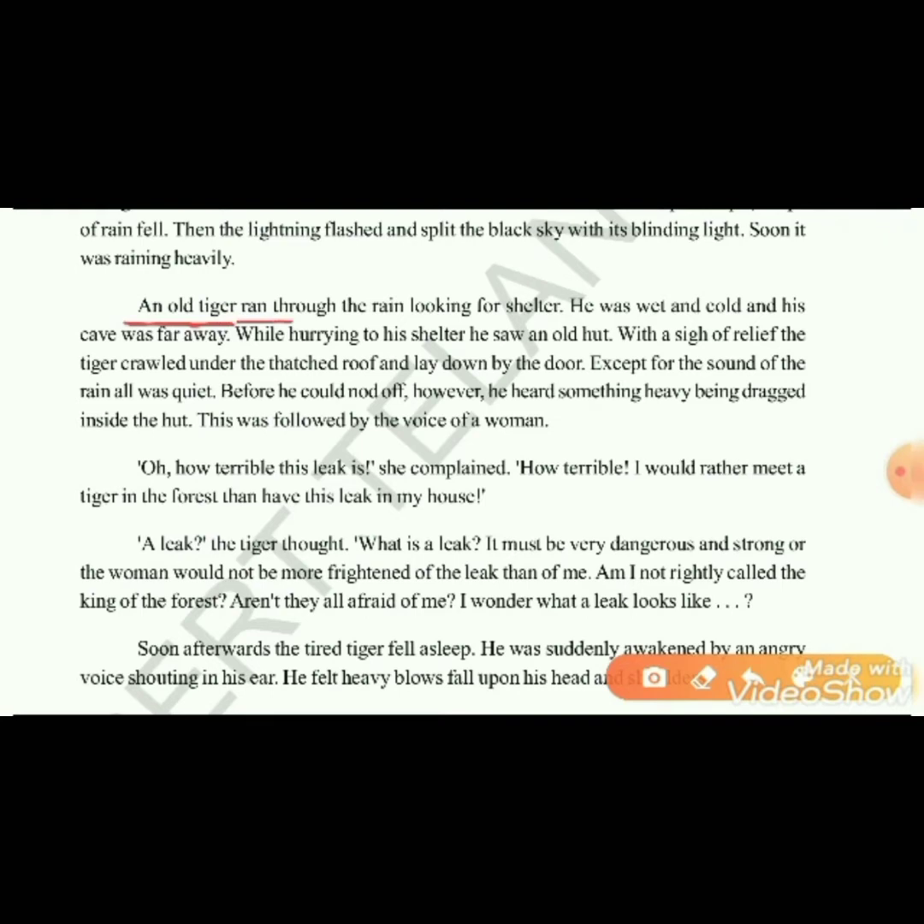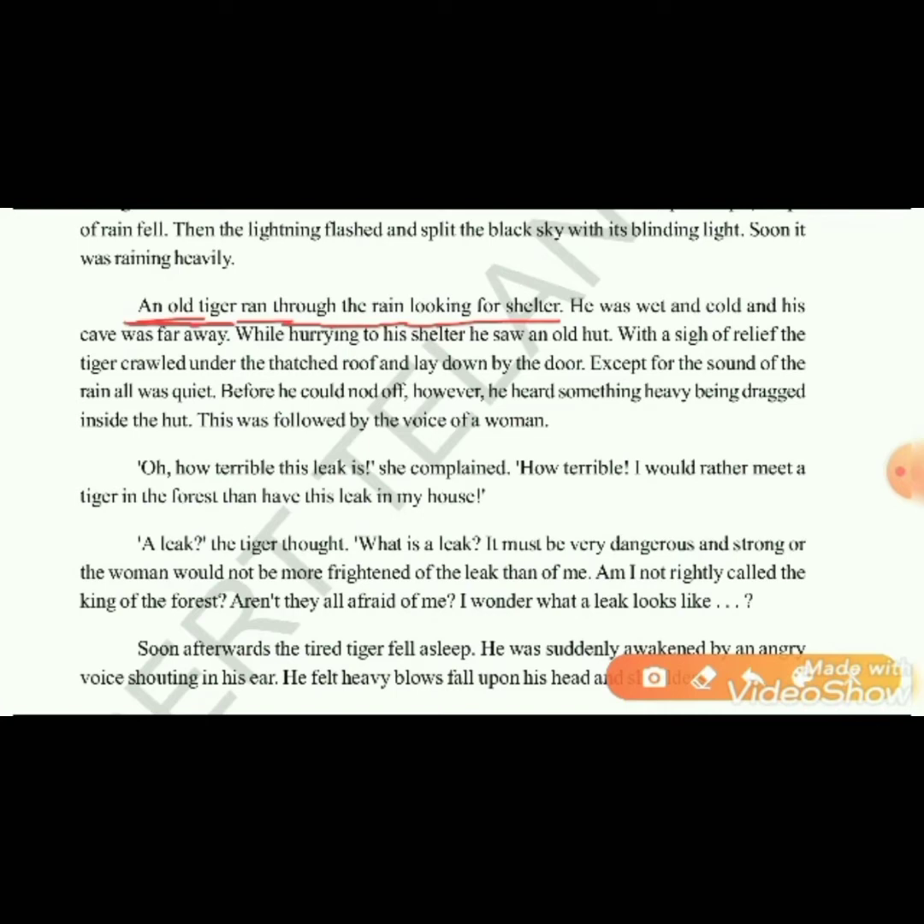Okay, so these were some of the questions, children. Please write the opposites and also answer my questions. An old tiger ran through the rain looking for shelter. So suddenly there was a tiger which was running. What kind of tiger was it? It was an old tiger. Why did it run? To escape the rain, and also it was searching for something. What was that? Shelter. So it was looking for a shelter.